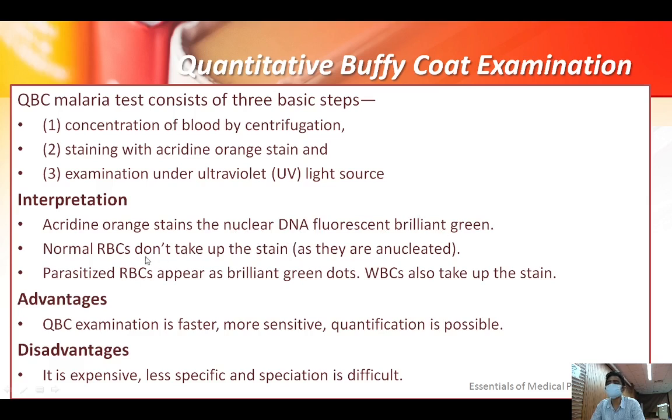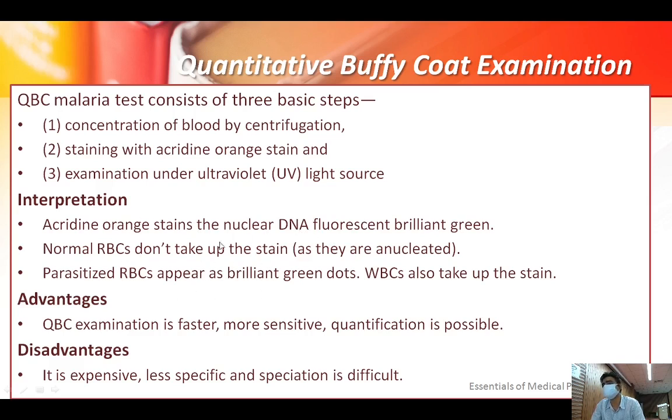Whereas normal RBCs do not take up the stain because they are anucleated. All the normal mature RBCs do not have a nucleus. It is the immature RBCs like reticulocytes which have the nucleus. So the RBCs circulating in our blood do not have any nucleus. So if it takes up that fluorescent brilliant green DNA stain inside the RBCs, that means it is because of the parasite, because the parasite has a nuclear component. That is why it is a little more sensitive.